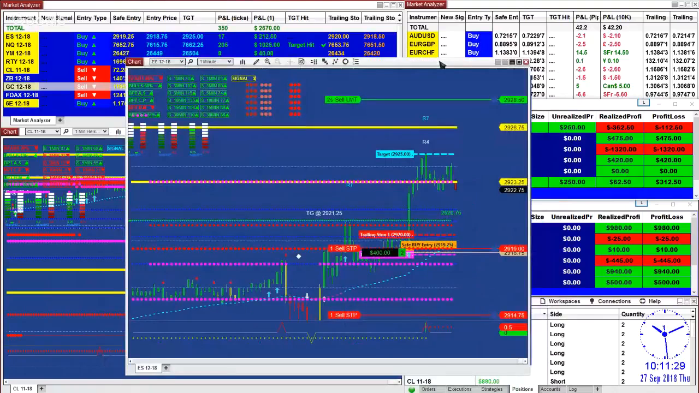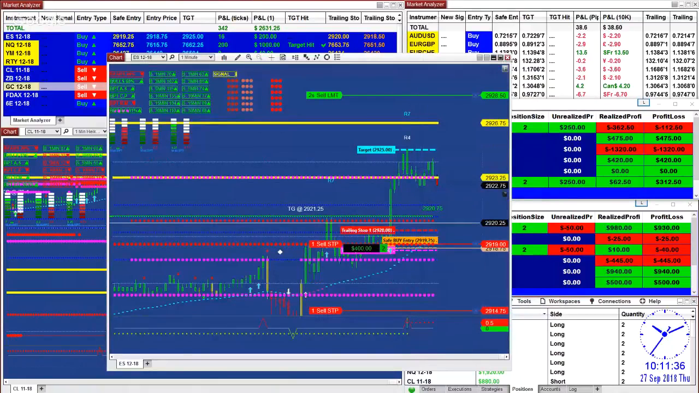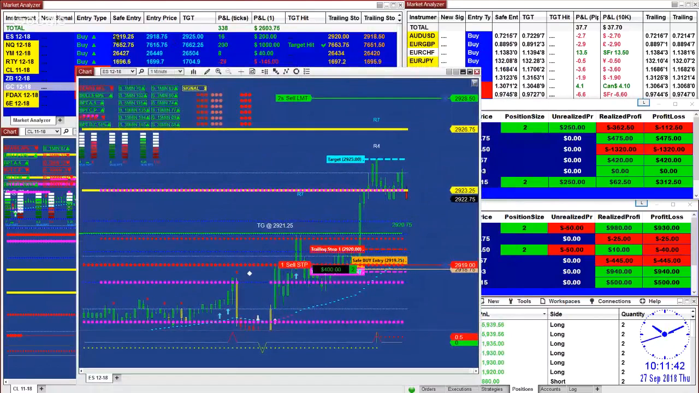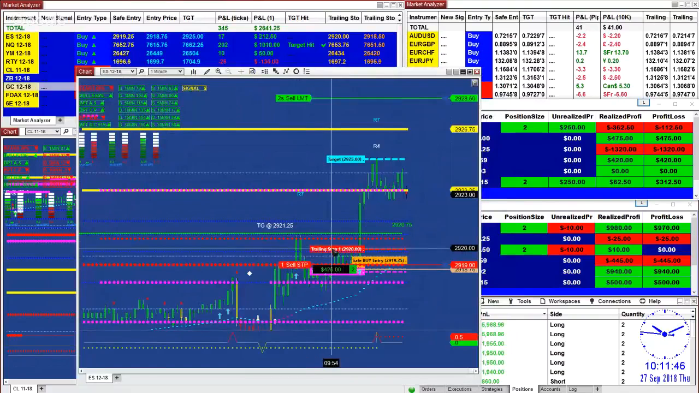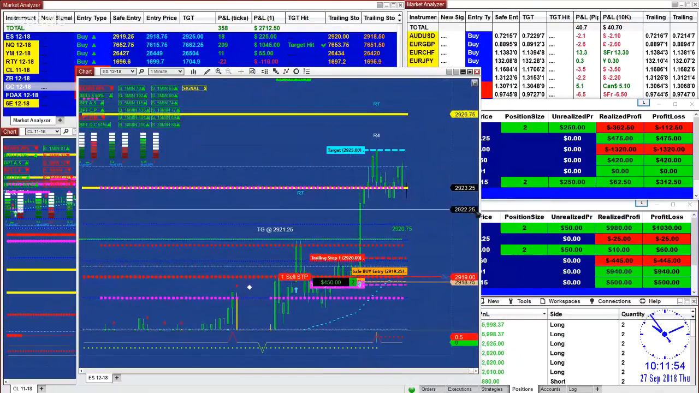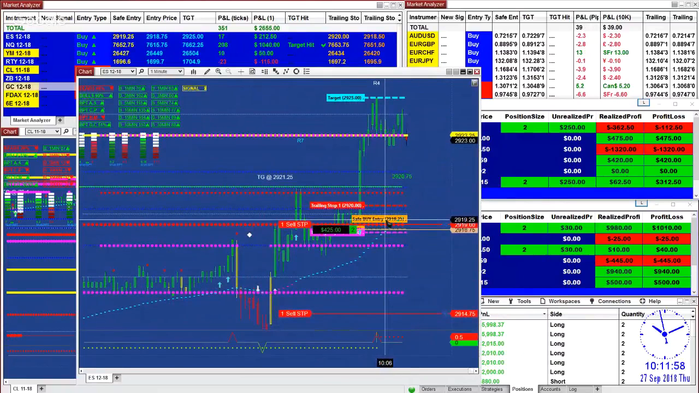ES, the story is over. We hit the target right on the spot. And now we are pulling back to this area here. You can see it on the system. The pullback re-entry is 29.19.25. And this is exactly what it says here, the safe entry. You can see it. This is a pullback re-entry.